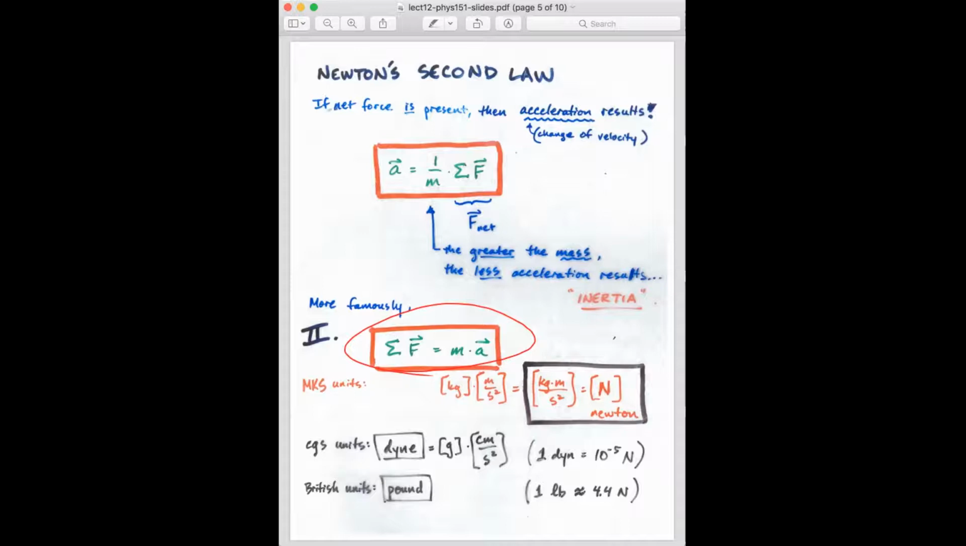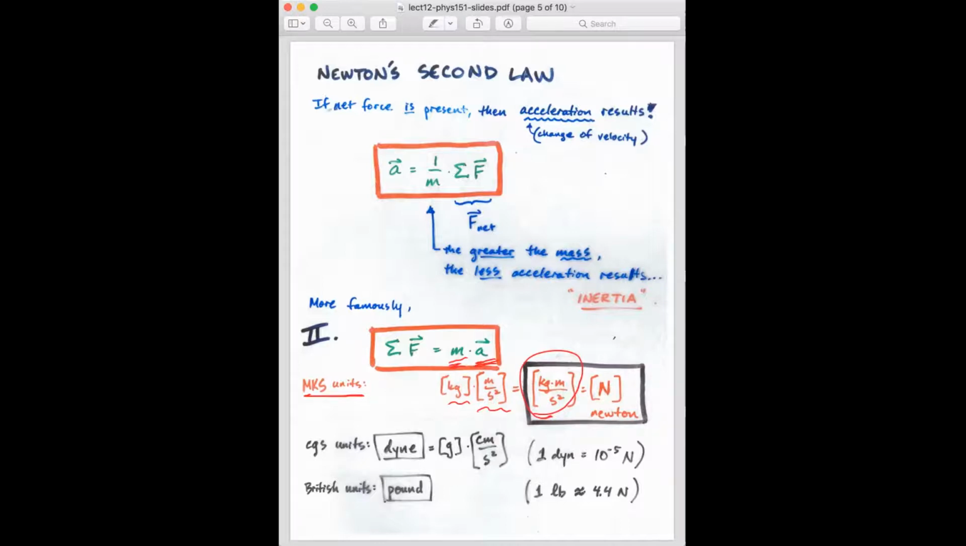The one useful thing we get out of this second equation down here is units. Notice that if we ask what the units of force are, then the units of force must be the units of mass times the units of acceleration. So what are those units in the MKS system? Well, that's kilograms times meters per second squared. So that must be the unit of force in the MKS system.